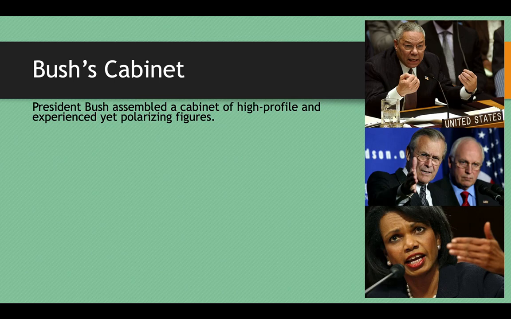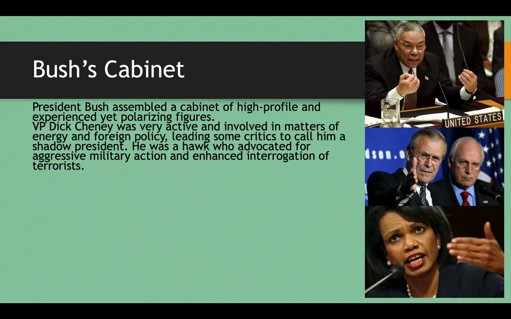Now, President Bush's cabinet was filled with very high-profile, very experienced, and yet very polarizing figures. For example, Vice President Dick Cheney, he was very active, one of the most active vice presidents in history. He was especially active in measures of energy in foreign policy. This led some critics to call him a shadow president.